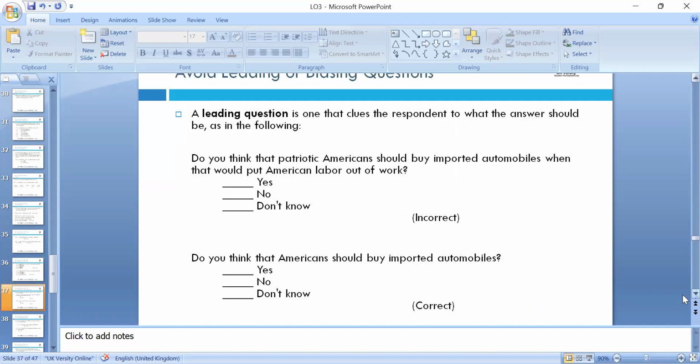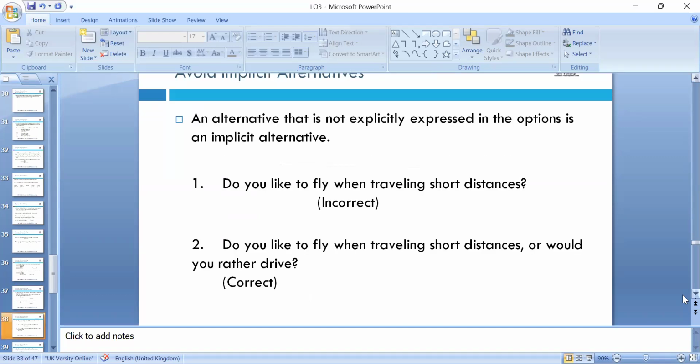So a leading question can be, do you think that Americans should buy imported cars? So we can say yes, no. Maybe we can say, do you think Americans should buy imported cars? Yes, no. So that's the way we can do it.